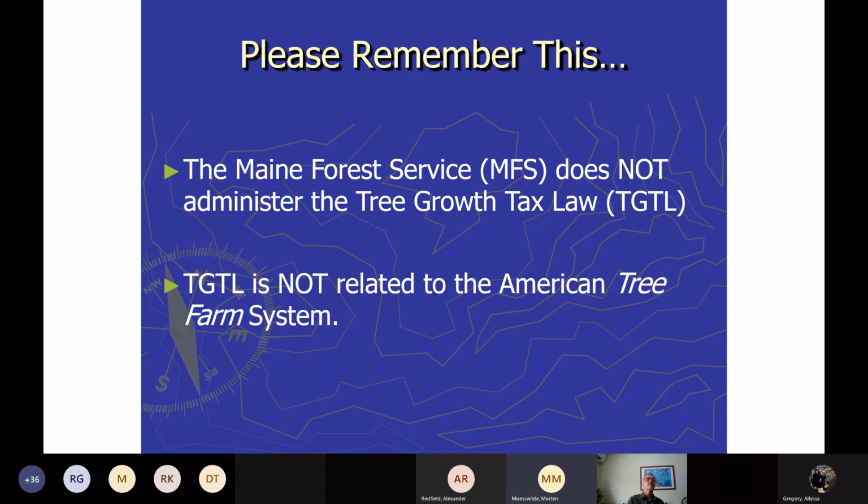The second thing I want to emphasize is that tree growth tax law is not related to the American Tree Farm System. It's not that uncommon for us to get a question from someone who makes reference to their tree farm. And when you're talking about a tree farm, you're talking about a private nonprofit forest recognition program, but not necessarily about tree growth. So the tree growth tax law is not the same as the tree farm system. What makes it even more confusing is that a property could be enrolled in the tree farm program as a recognized tree farm, and that same property could also be enrolled under the property tax program of the tree growth tax law. So it does get confusing a little bit, but I just want to emphasize that these are separate programs.